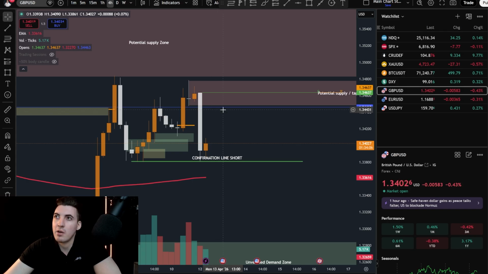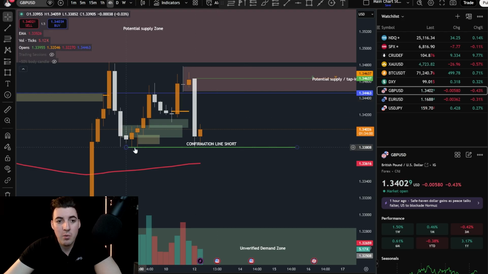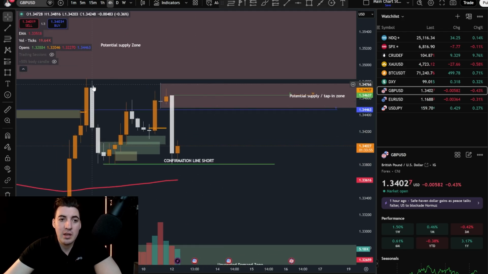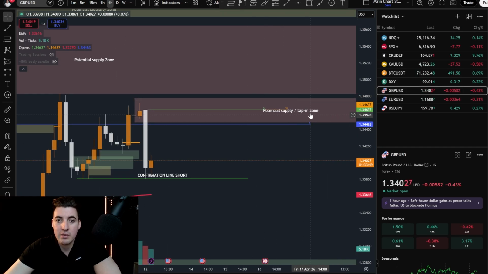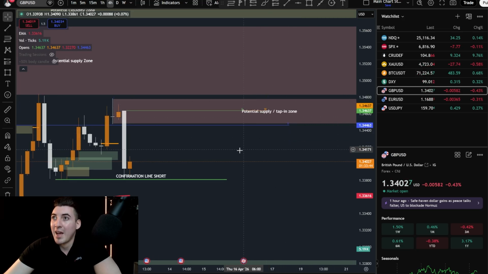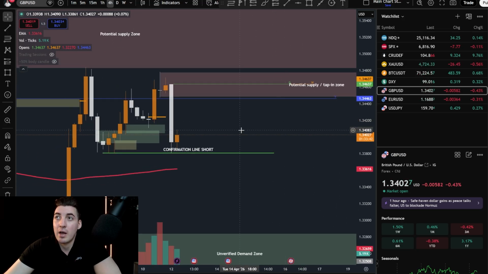We can see that the market opened on Sunday at midnight with quite an aggressive push into the downside. We are seeing a substantial amount of support here, and the price came down and pushed itself back up. It has now dropped down aggressively after entering this potential supply zone, which would have been a potential tap-in zone for you to enter a short position.